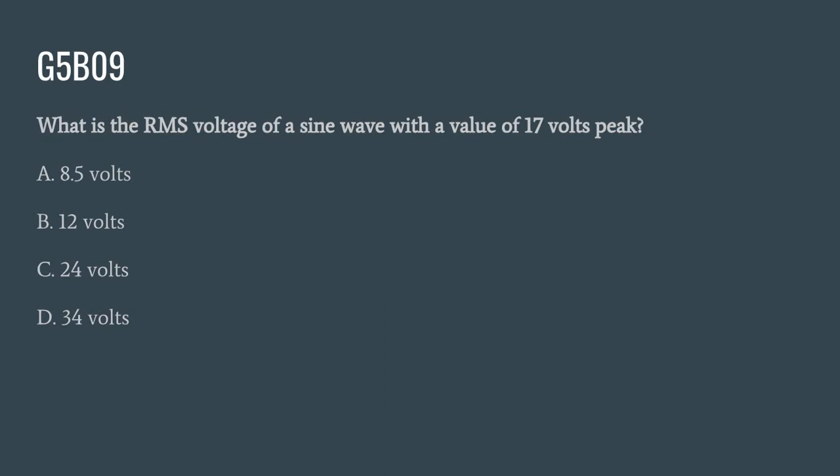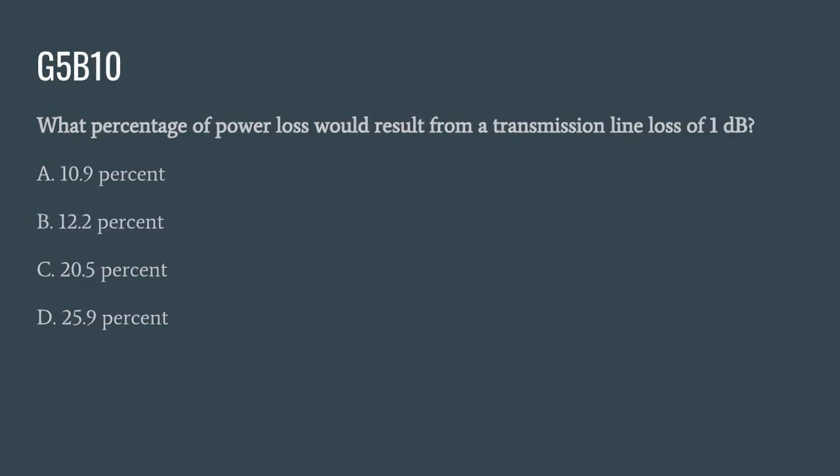G5B09. What is the RMS voltage of a sine wave with a value of 17 volts peak? A. 8.5 volts. B. 12 volts. C. 24 volts. Or D. 34 volts. Correct answer is B. 12 volts.